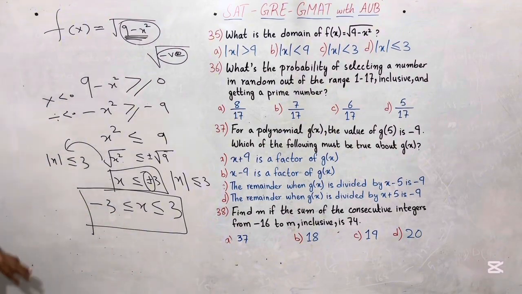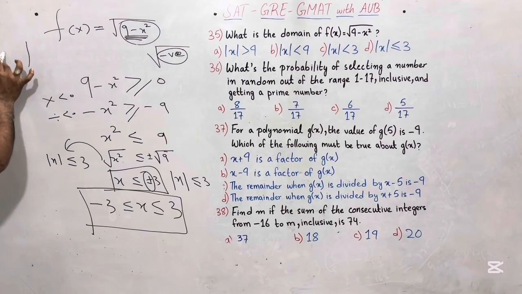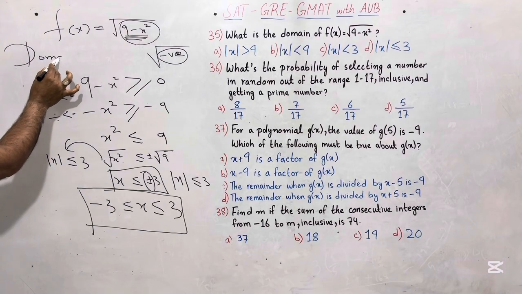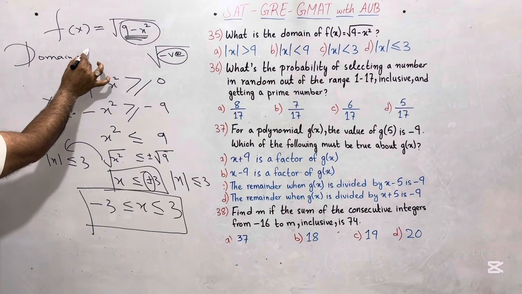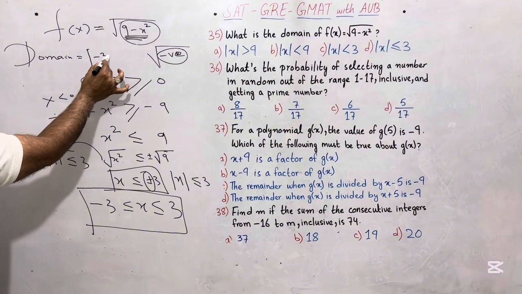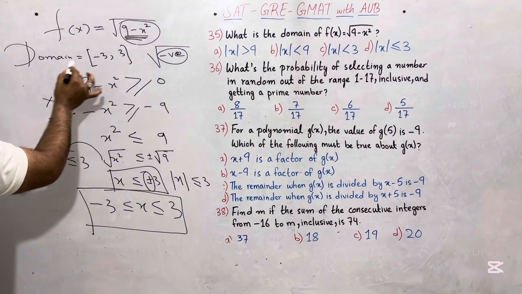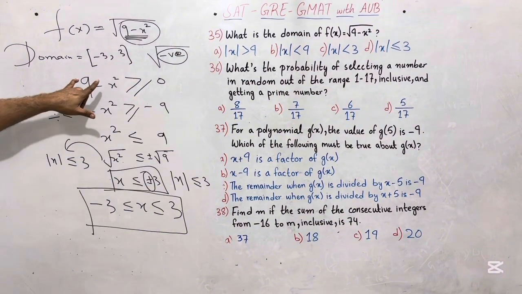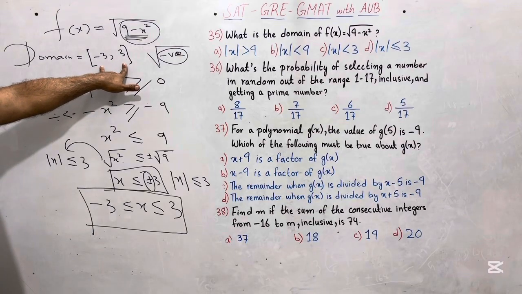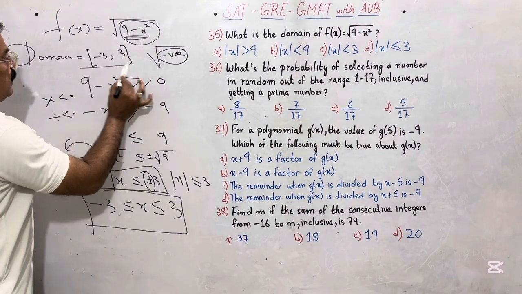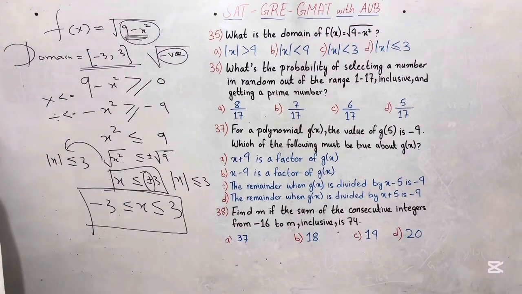The domain of this function is the closed interval from minus 3 to 3. Closed interval, minus 3 to 3 means negative 3 and 3 are both inclusive. That is the domain of this function.